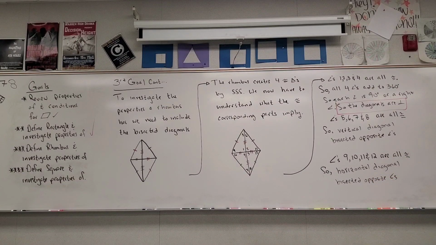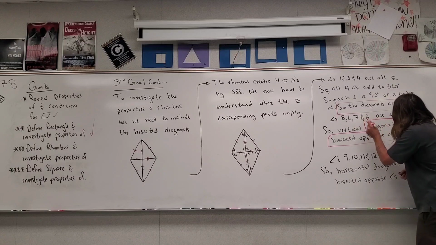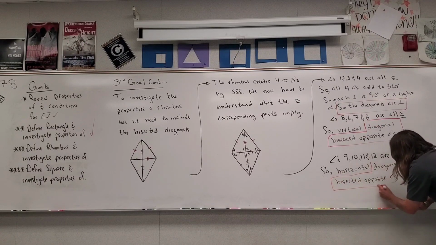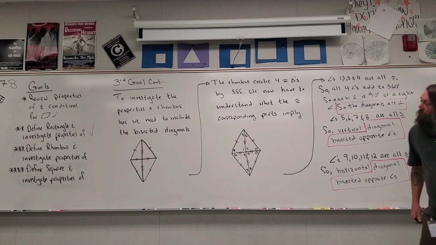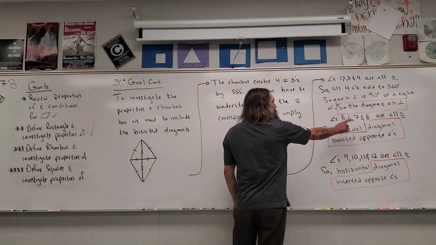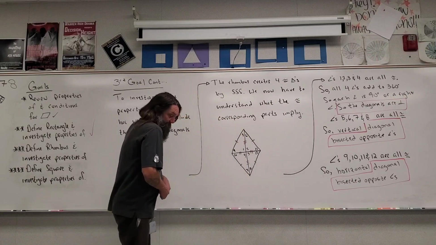So let me put a square around what was important that we reasoned. The diagonal bisected opposite angles. And again, the other diagonal bisected the opposite angles. So the unique properties that a rhombus has are the diagonals are perpendicular and the diagonals bisect the opposite angles. That only happens in a rhombus.